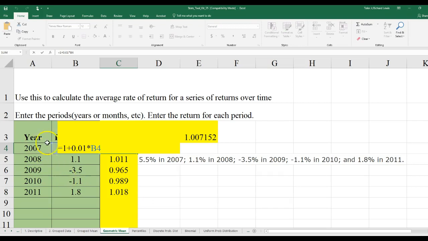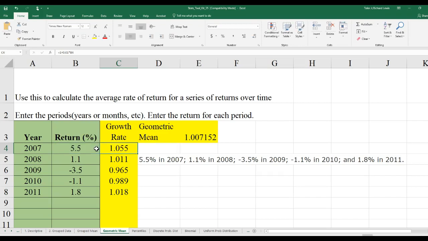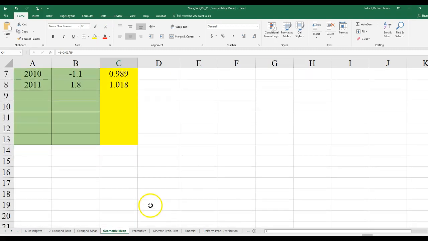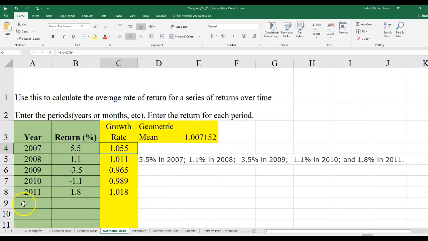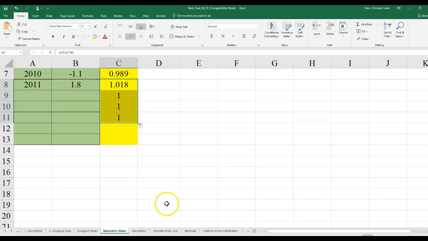Growth rate formula being 1 plus 0.01 times the rate of return for that particular year. And since I only had 5 years, I deleted all of the other entries. If I had more than 5 years, I could simply copy this formula down to each successive year.